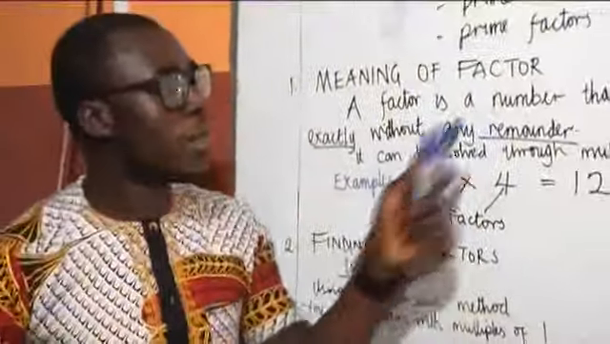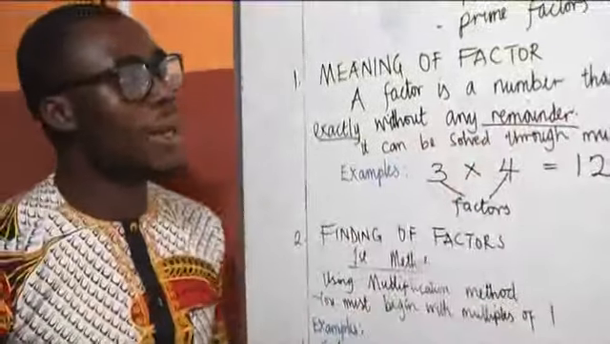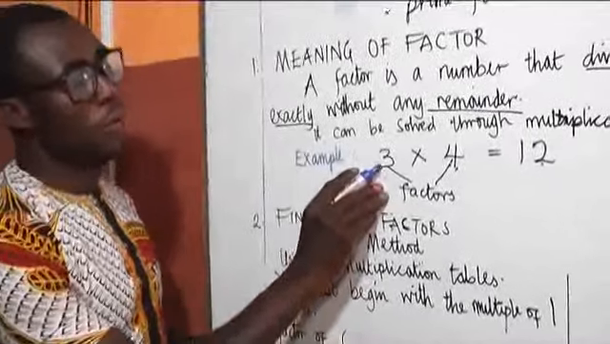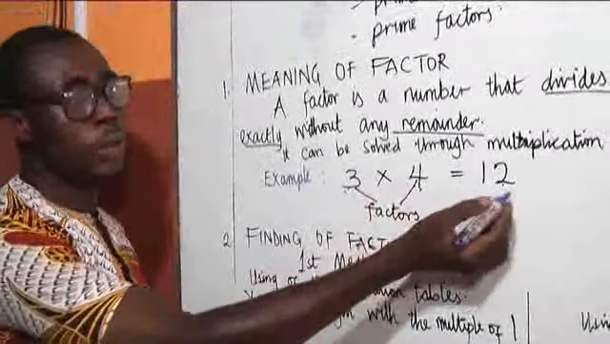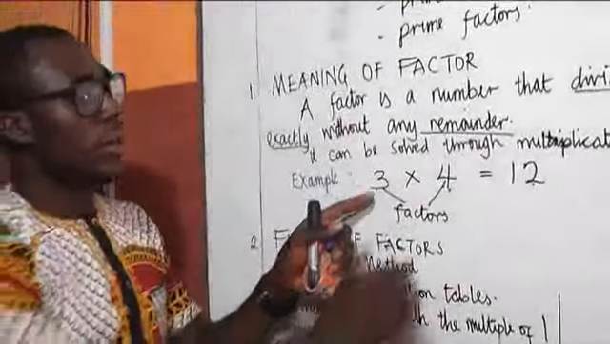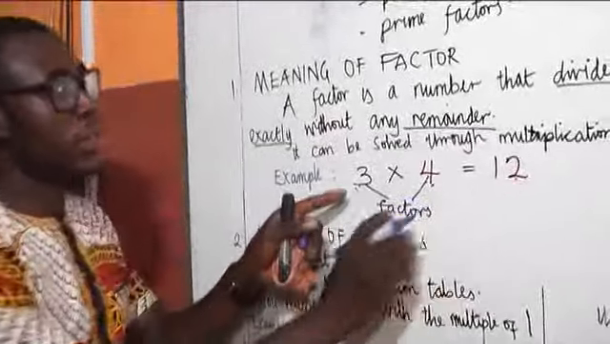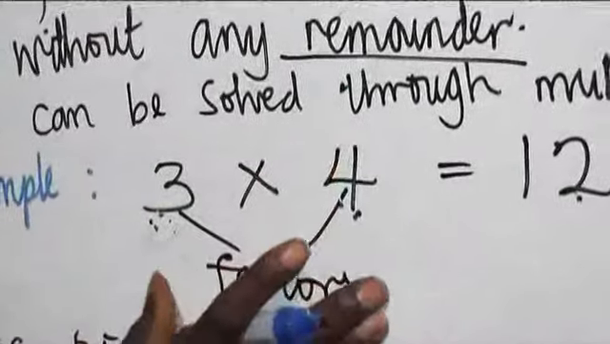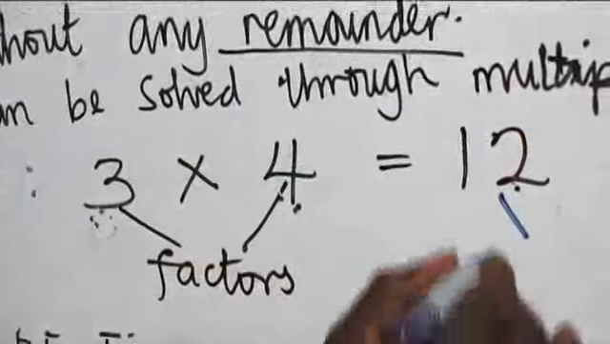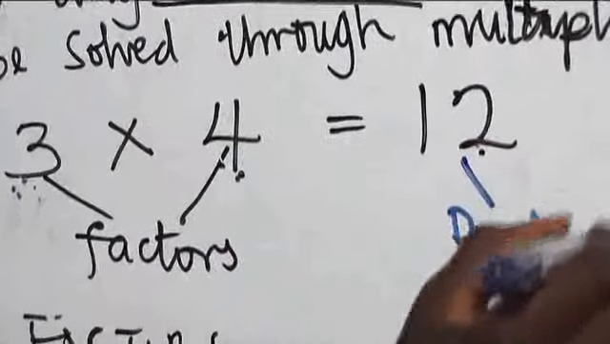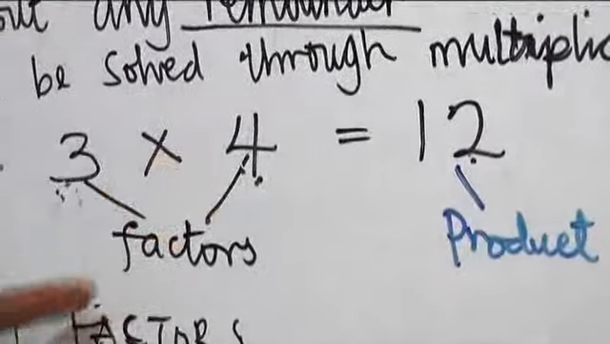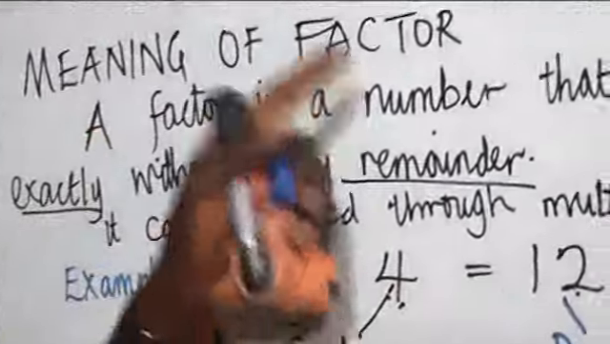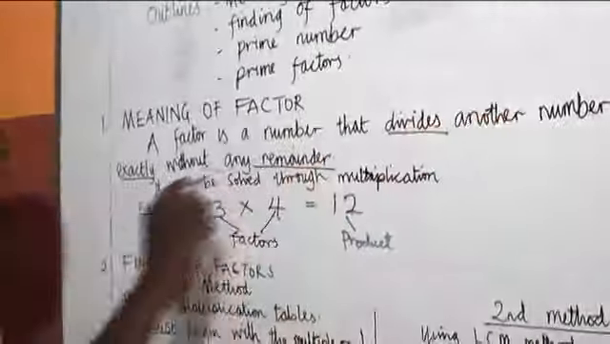For instance, going by our definition that says a factor is a number that divides another number exactly without any remainder, we have 3 times 4 equal to 12. That is, the product of 12 is 3 and 4. So 3 and 4 are the factors that give us 12. So 12 here is our product, while 3 and 4 are our factors. Do we understand?